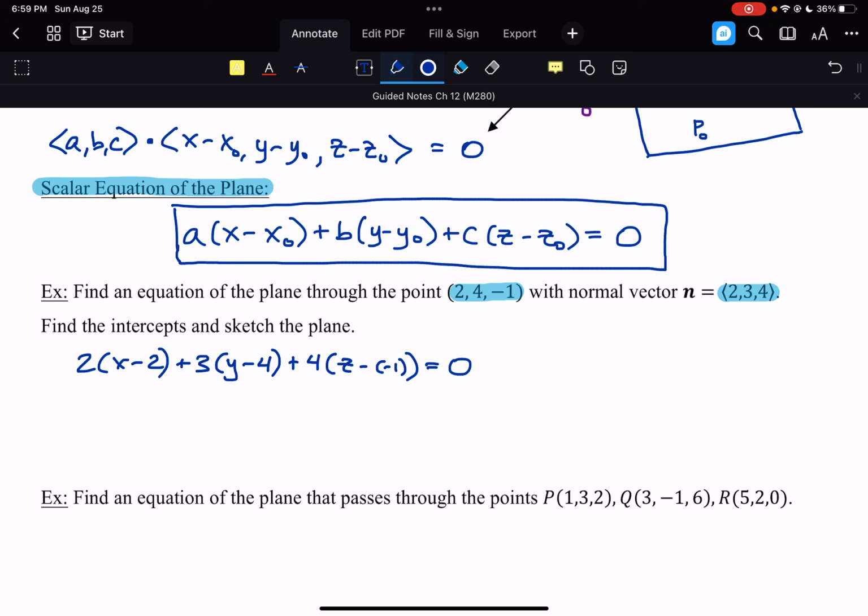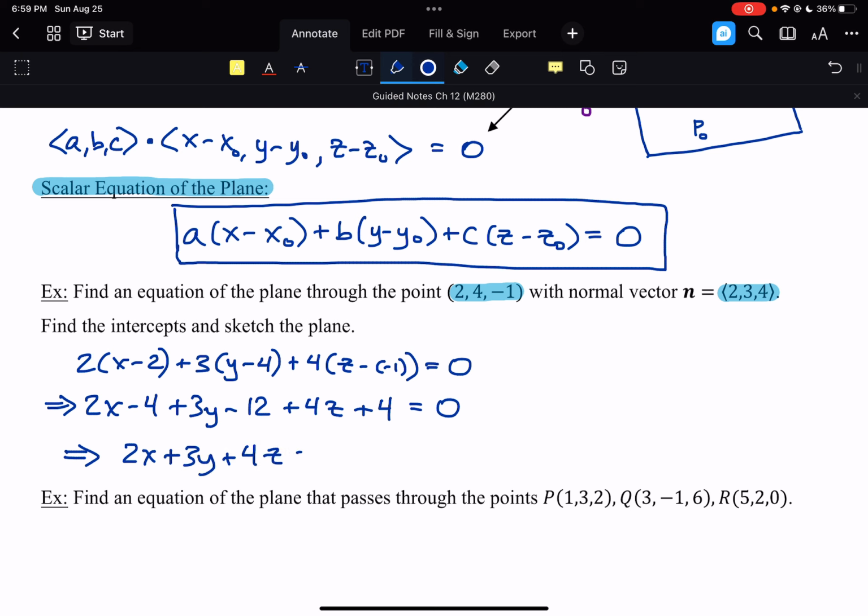And the way that we want to get our answers here for the equations of the planes, we want to put them into standard form, which is where we have all the variables on one side and move all the constants to the other. So let's expand this out. 2x − 4 + 3y − 12 + 4z + 4 equals 0. So 2x, 3y, and 4z will stay over here. Everything else is going to go over there. We have −4 and 4, so they cancel. −12, add it over, that's 12.